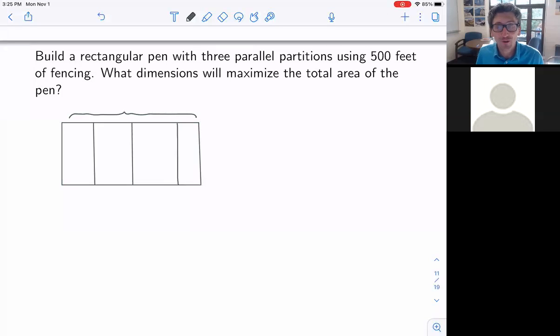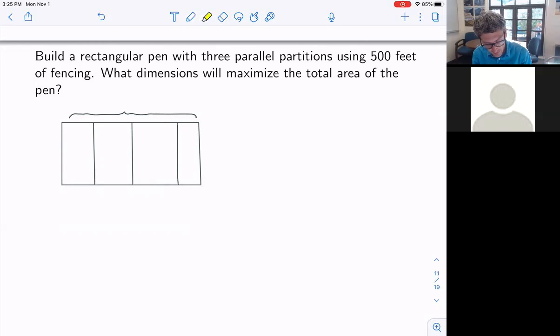All right, welcome back for another optimization problem. So this one is building a rectangular pen. I grew up on a farm and we actually did things like this. We had goats and sheep. And it's a rectangular pen with three parallel partitions.